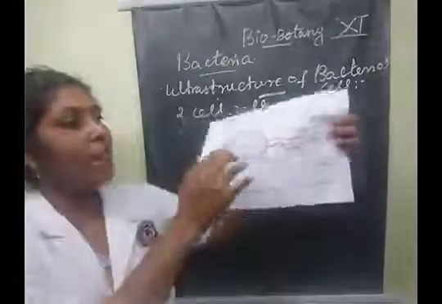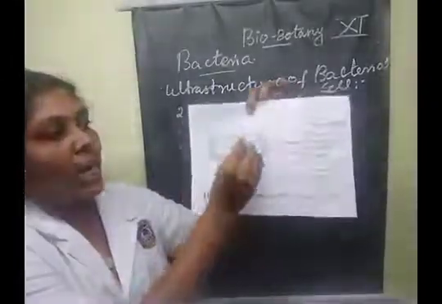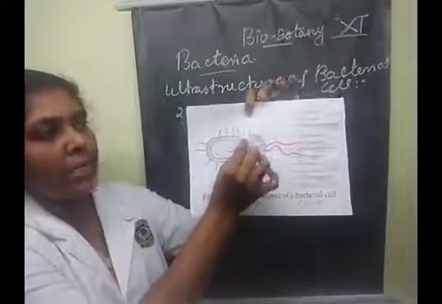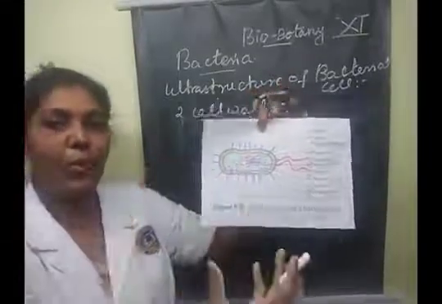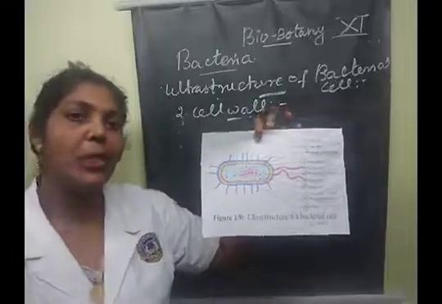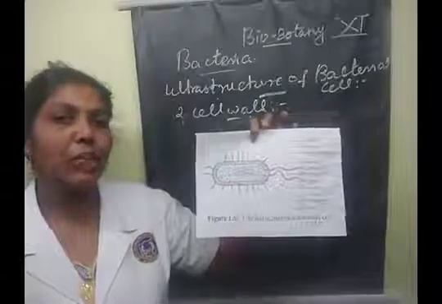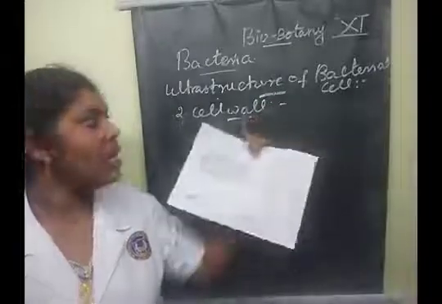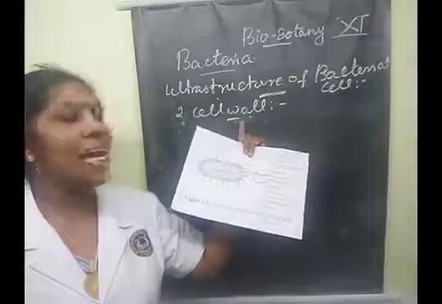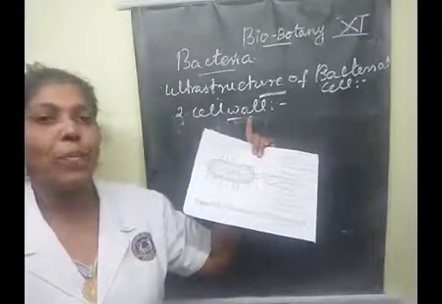So this is the cell wall region, the yellow color representing the area. It provides protection and also gives a definite shape to the cell. Am I correct? Yes. Next, what are the chemical substances present in the cell wall?